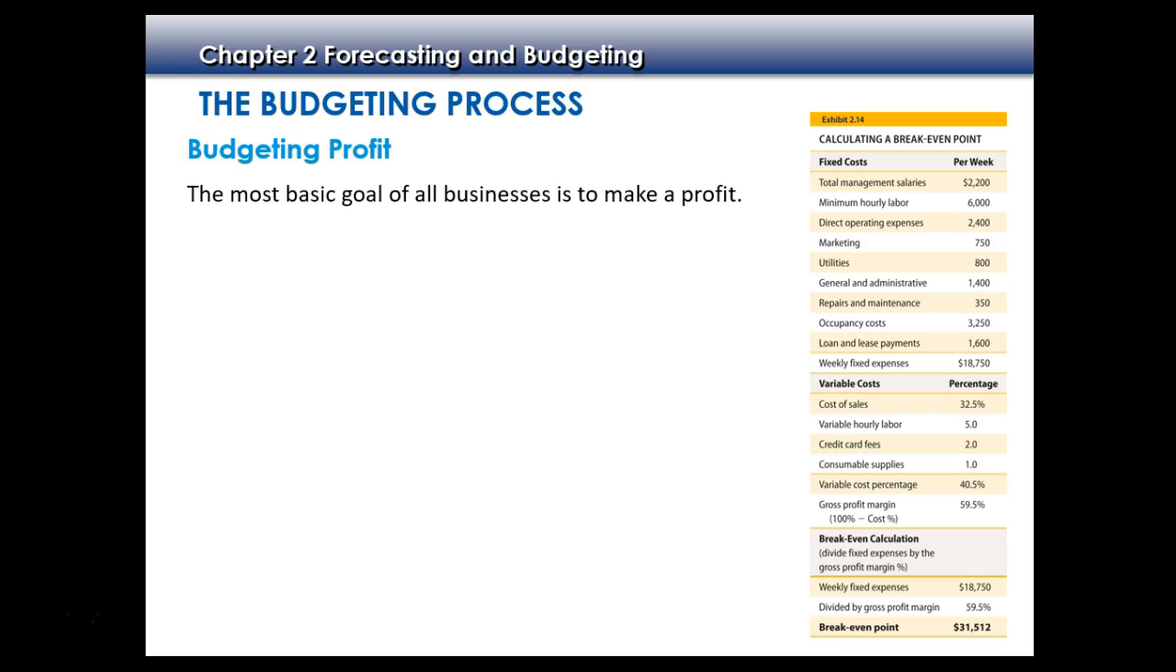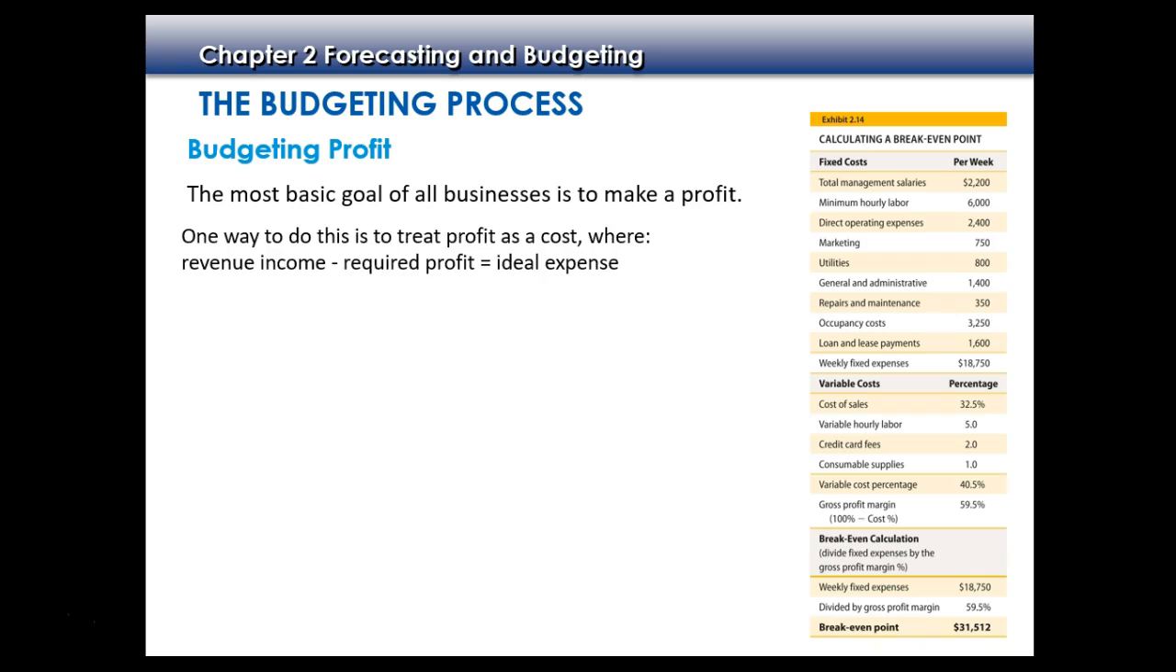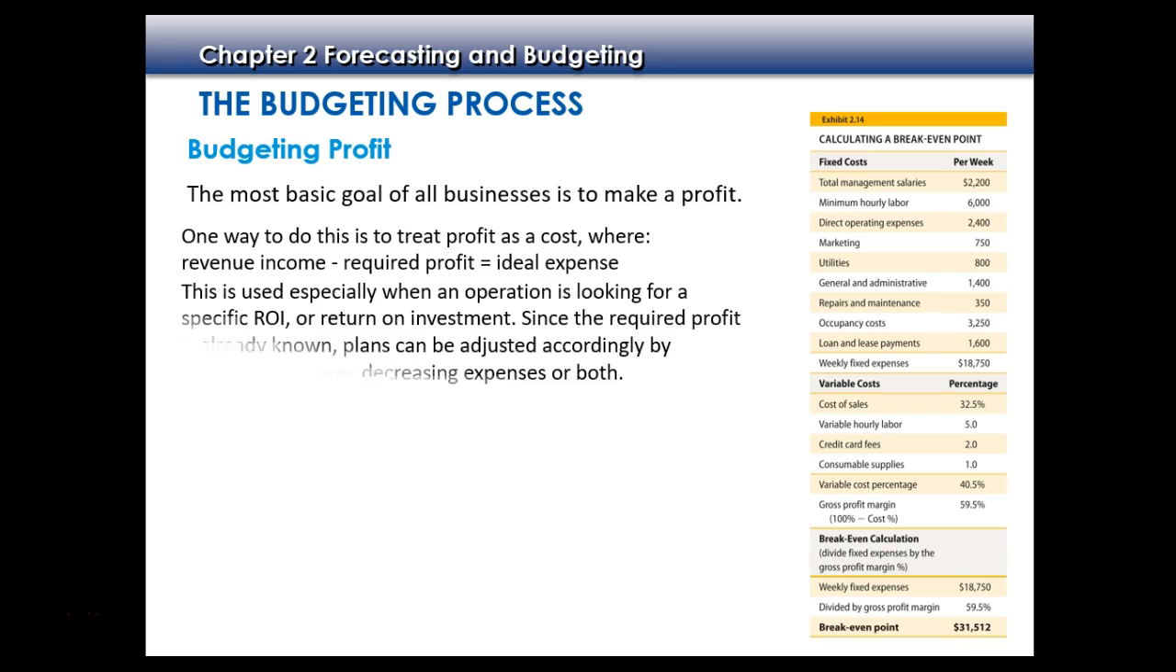So when you're budgeting for profit, it's your most basic goal. You want to make a profit. One way to do this is to treat profit as a cost, where revenue income minus required profit is your ideal expense. This is especially useful when the operation is looking for a specific return on investment. Now, since the required profit is already known, plans can be adjusted accordingly to increase revenue, decrease expenses, or even both.